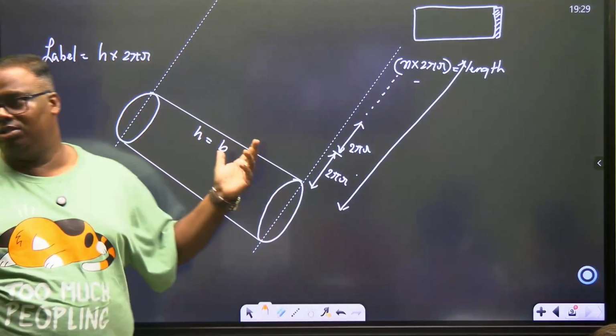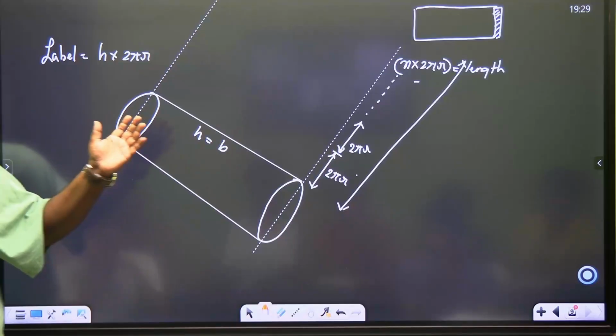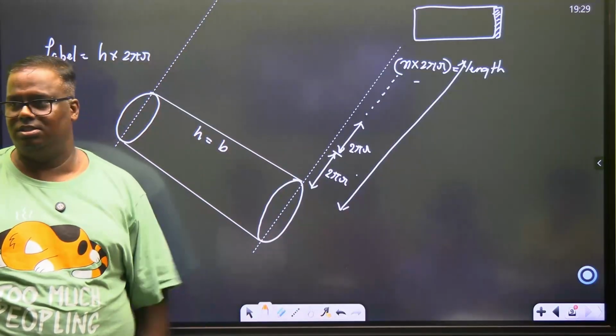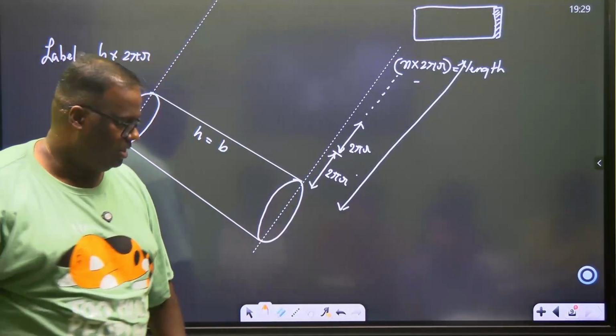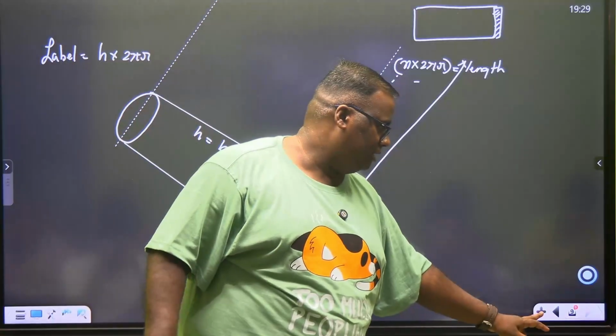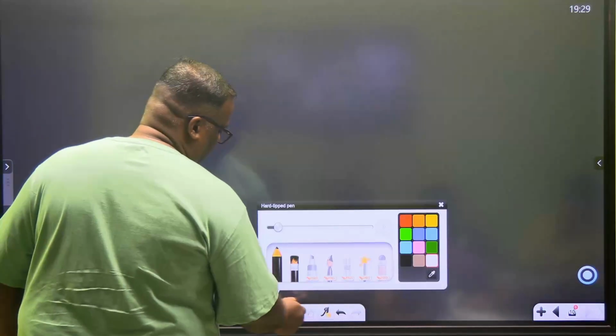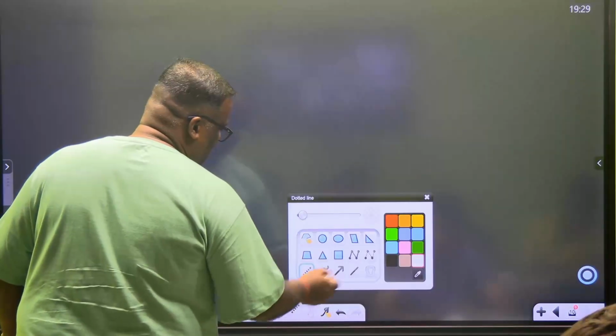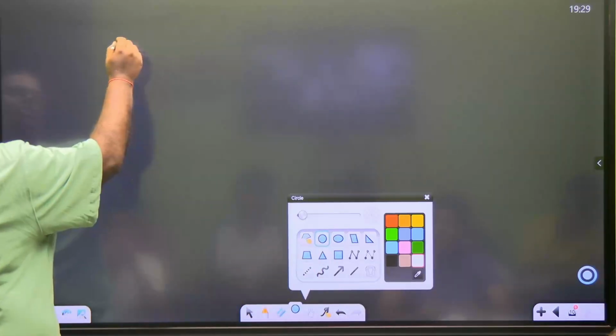Now we'll go to the hollow cylinder. Whatever I have explained, have you understood so far? Clear? Let's now go to a hollow cylinder. Let's see the hollow cylinder from the top. Always try to have a designer's perspective.